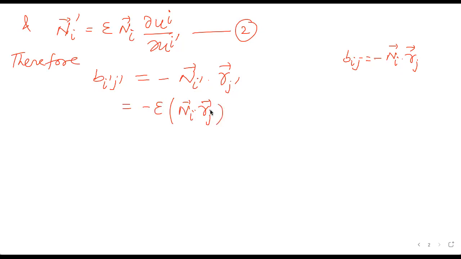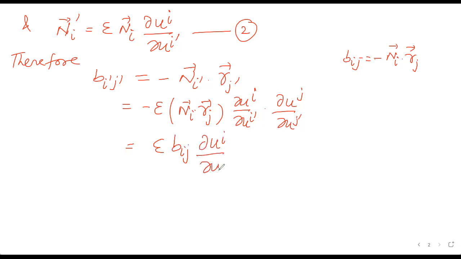इसकी वैल्यू हम dash की terms of old coordinates सीखेंगे. क्या होगा? ∂u_i/∂u_i dash into ∂u_j/∂u_j dash. ठीक है, इन्हें अरेंज कर लिए साथ में, and it is what? This is your minus b_ij. So minus minus plus, so it will become epsilon b_ij ∂u_i/∂u_i dash ∂u_j/∂u_j dash. Okay.